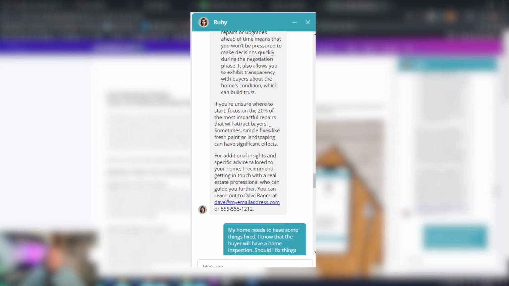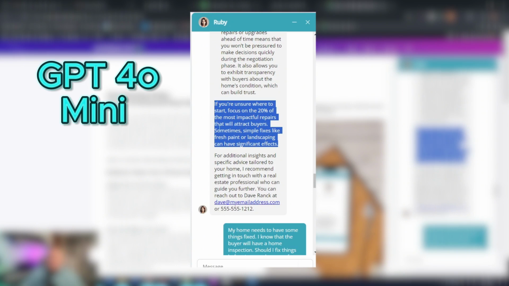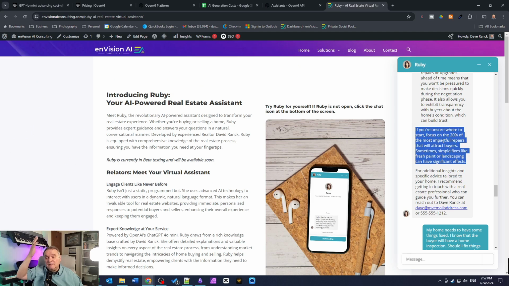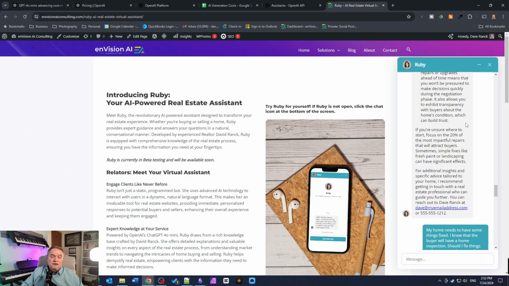I know it's just chance, as it will, but I like this part of the response, focusing on the 20% of the most impactful repairs that will attract buyers. Either way, I think this is quite adequate. And if I can slash the cost by a factor of 20 to 30, yeah, I think that's a great thing for our clients. So there you go. There's a really brief overview of ChatGPT 4.0 Mini, the differences between it and 4.0, and in particular, the cost differences, which are truly incredible.